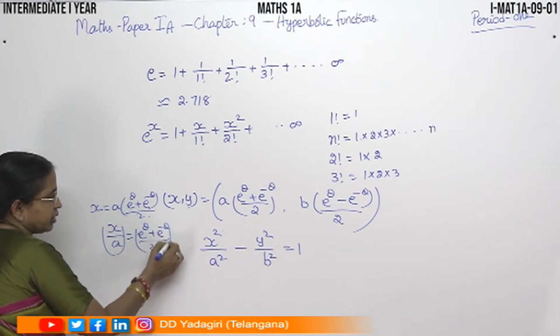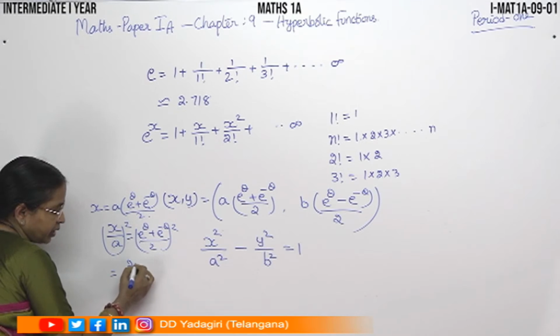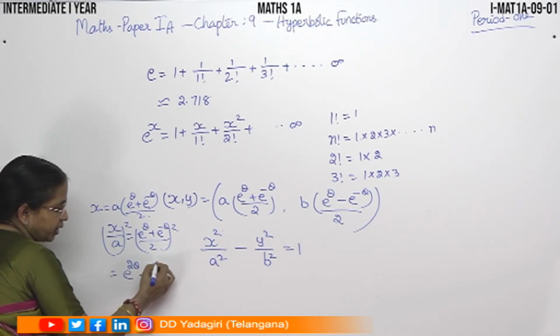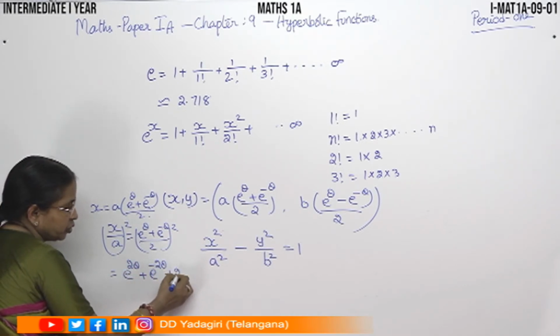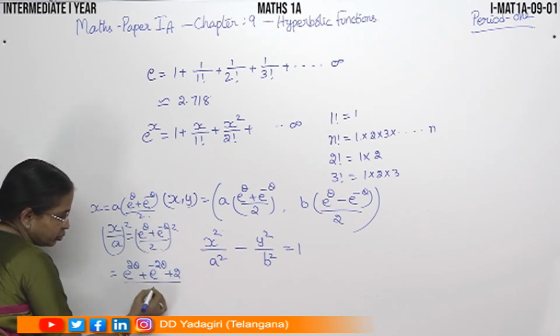Now when you square it, you will get e power theta whole square, that is e power 2 theta, plus e power minus 2 theta, plus 2 into e power theta into e power minus theta, which becomes 1, so plus 2, all by 2.